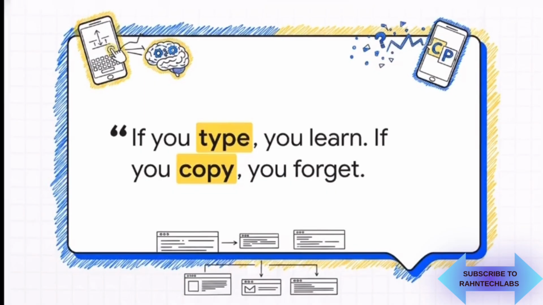It is perfectly summarized right here. If you type, you learn. If you copy, you forget. Think about it. When you just copy and paste an answer from ChatGPT, that knowledge stays trapped inside your phone. But when you manually type it out, character by character, symbol by symbol, that knowledge transfers directly into your brain.